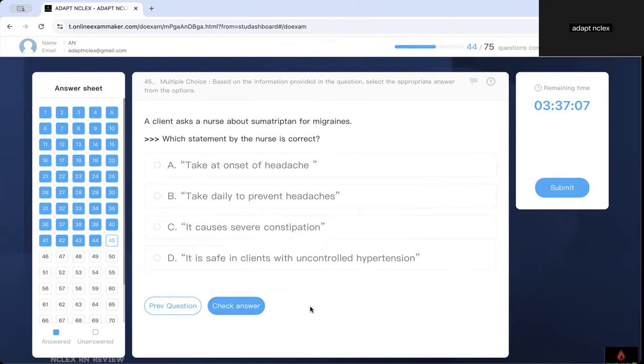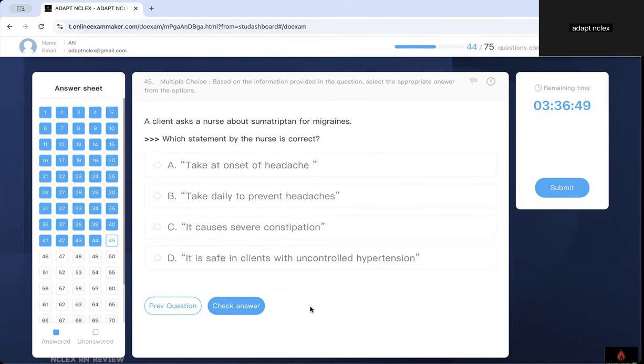Which statement by the nurse is correct? They're saying something about the medication. Take it at onset of headache. Is that how you take sumatriptan? Take daily to prevent headache. Do you take it every day for headache? It causes severe constipation. Is that the major side effect?